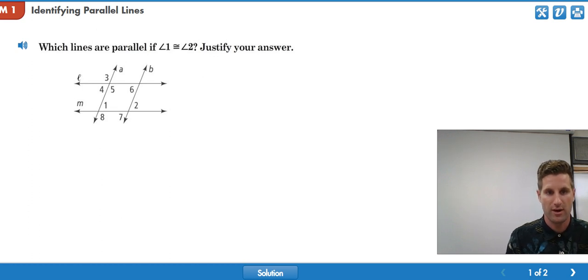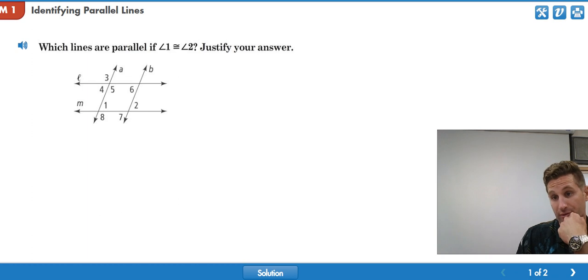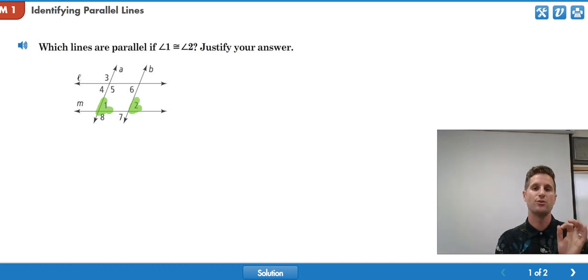And here we go. Which lines are parallel from 1 and 2? So we have angle 1 here, angle 1 here. I don't know why it isn't working. Come on. Oh, now it goes. Great. Okay, let's try that again. All right. Angle 1. Okay, seriously, it's not even funny anymore. Like, it was funny for a second, but now it's not. There we go.